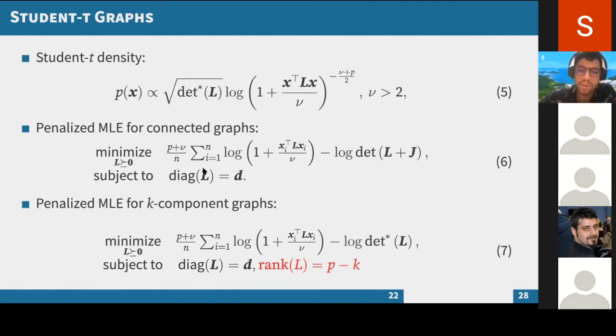And then we also introduce a linear constraint on the degrees of the nodes, because as we saw, we don't want to repeat the same mistake of that algorithm before, where when they tried to estimate a k-component graph, there were actually isolated nodes, and we want to avoid that. And for k-component graphs, we have the additional rank constraint here, which again, I'm not going to go into the details of how we approximate this constraint and put it into the objective function.